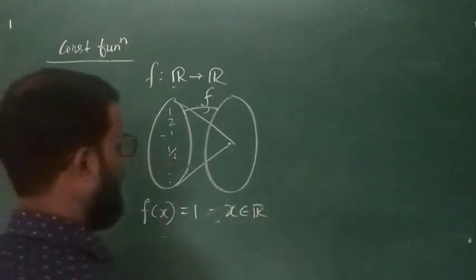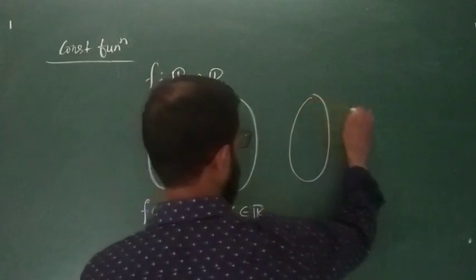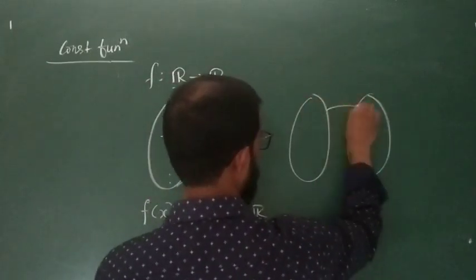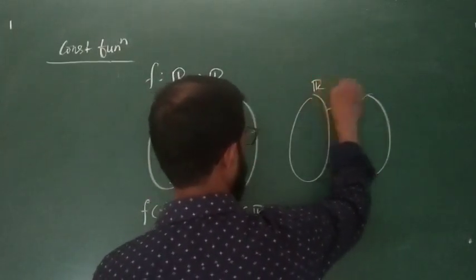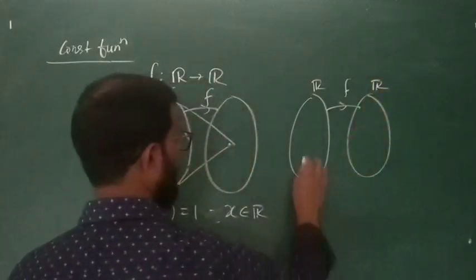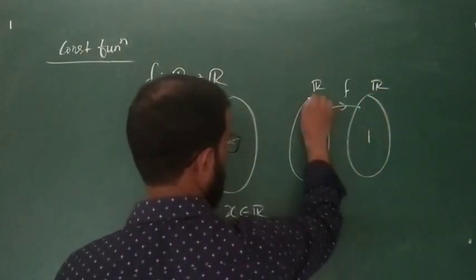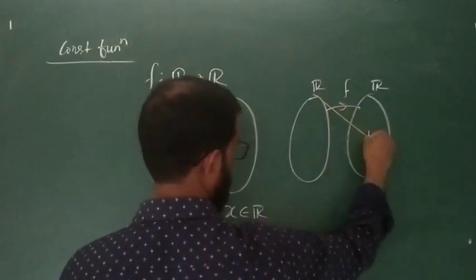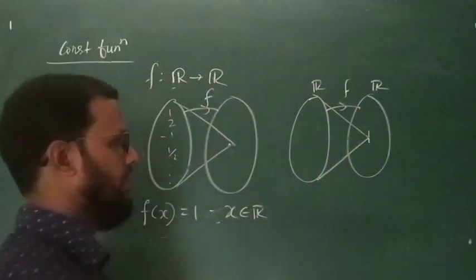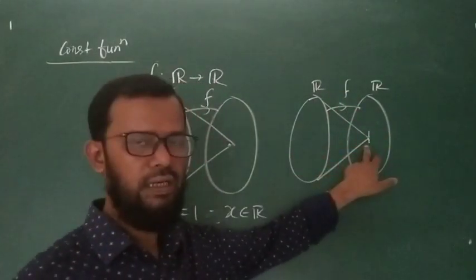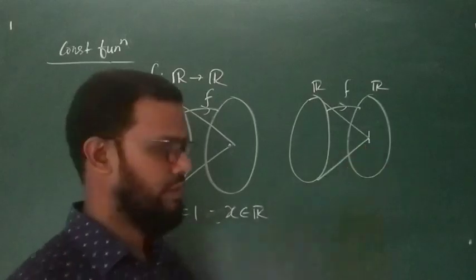इसका मतलब है आप अगर set of real numbers, this is R, this is also R, f is a function from R to R and all the real numbers are mapping with what? सब ने किसके साथ map कर रहा है? Every real number is mapping with what? Only 1, and therefore it is a constant function.